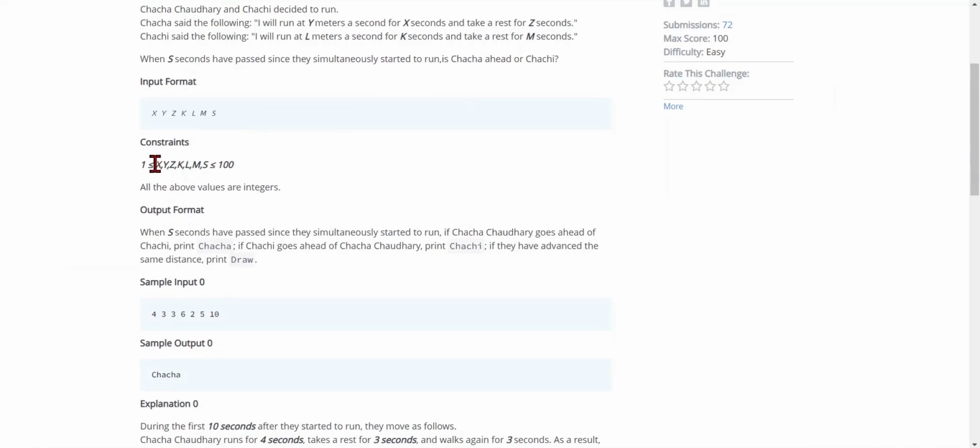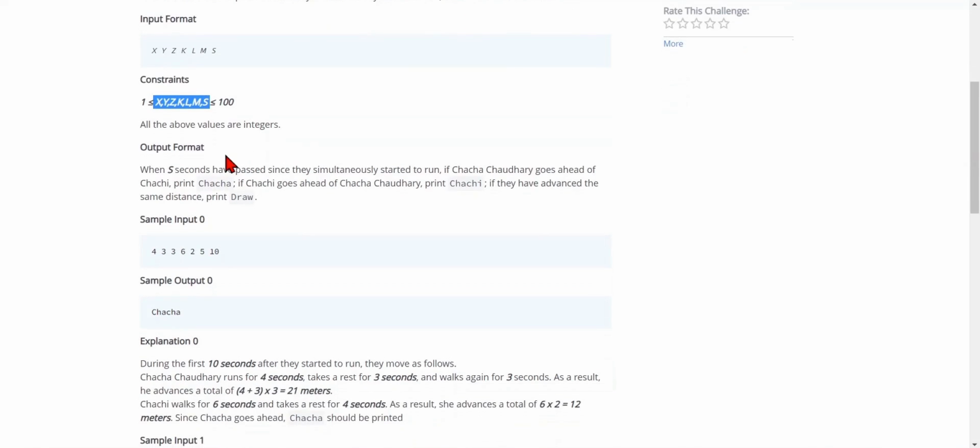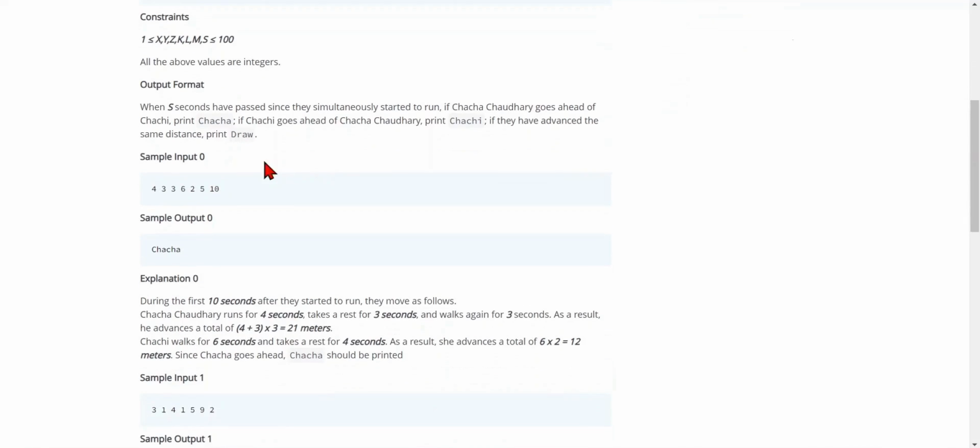The constraints are that all the inputs are integers from 1 to 100, including 1 and 100, and we need to calculate who is ahead, and the one who is ahead is to be printed. If Chacha is ahead, print Chacha, else Chachi, and if they have covered the same distance, then print draw.